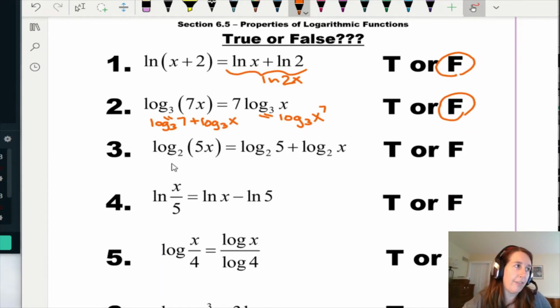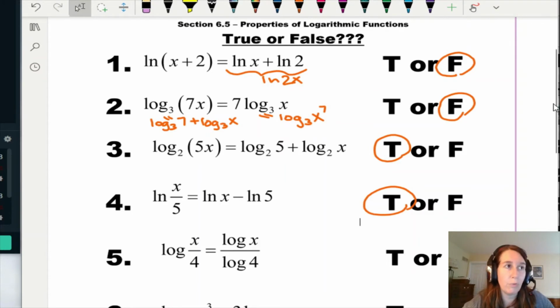All right, the third one is indeed true because this is the product property. So there we have a product, and that would be the same as writing it as 2 logs added together because remember, you add exponents. The next one is also true because this is the quotient property, right? So that's a correct expansion of the quotient property.